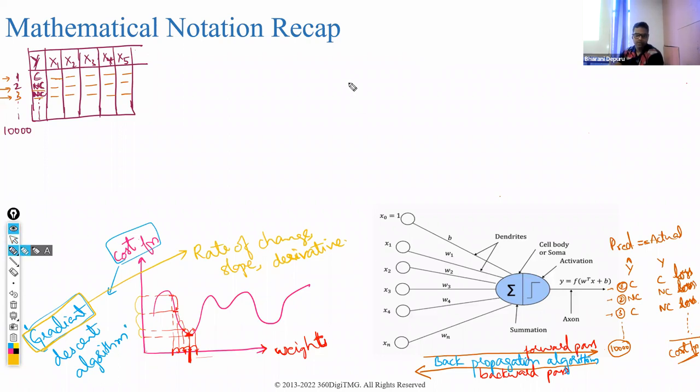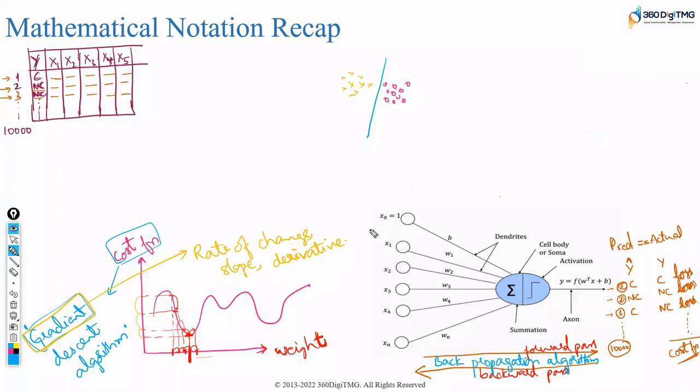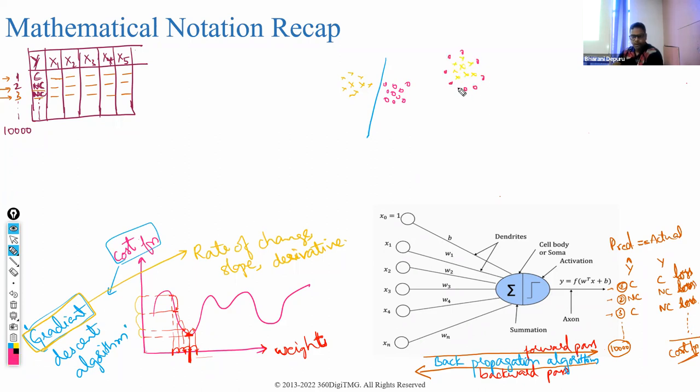What do you mean by non-linear relationship? Say, for example, you have data like this. Are these data points linearly separable? I can draw a line and then segregate these two. They are linearly separable. However, if I give you data like this, are these data points linearly separable? Can I draw a straight line and segregate the yellow class from the pink class? No. So if the underlying data is linearly separable, then in the activation function, you can use a linear activation function.